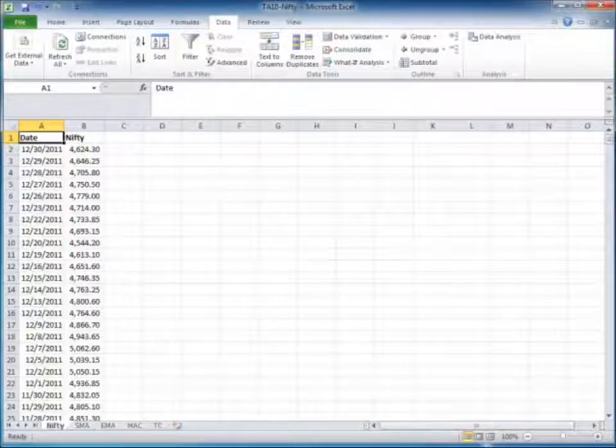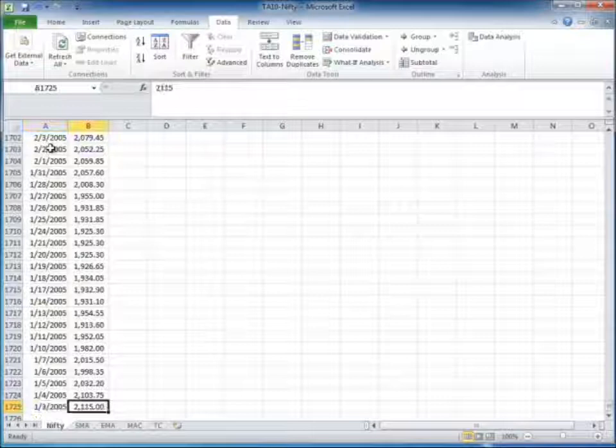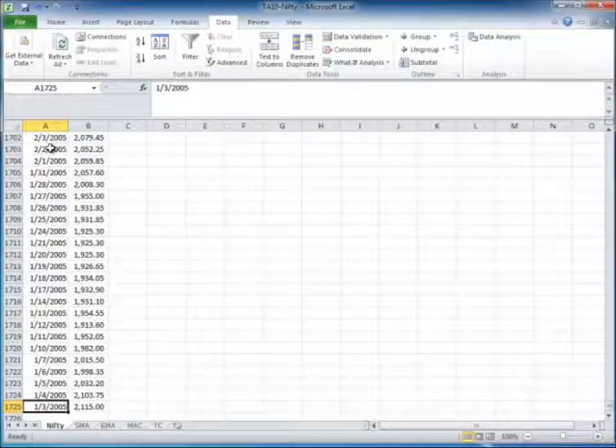Simple moving average. Now here we are in Excel, and I have a spreadsheet here. This spreadsheet contains the prices of the Nifty index from the end of 2011, so that's the last price, and the earliest price, if I go all the way down, is the beginning of 2005. So this is quite a long series of data.